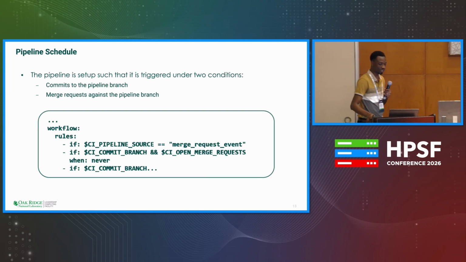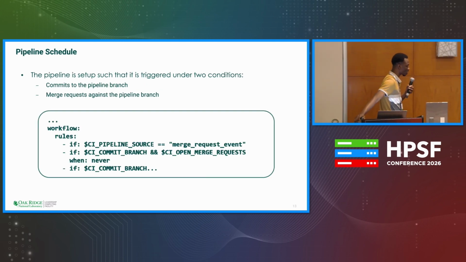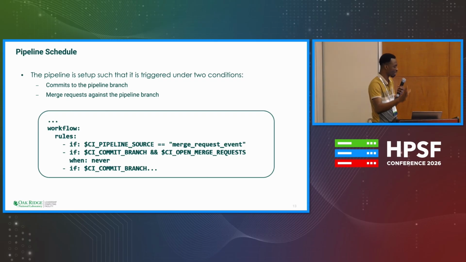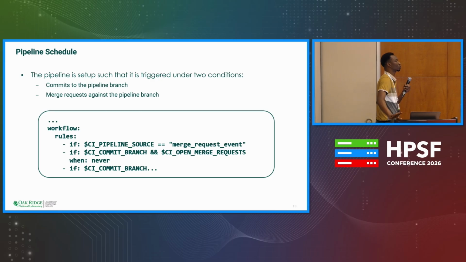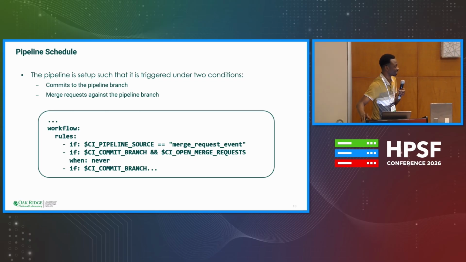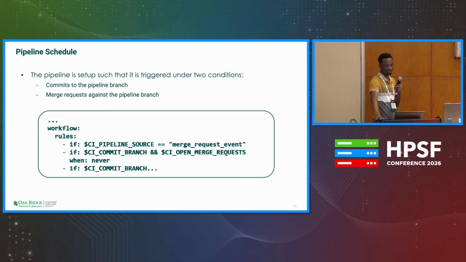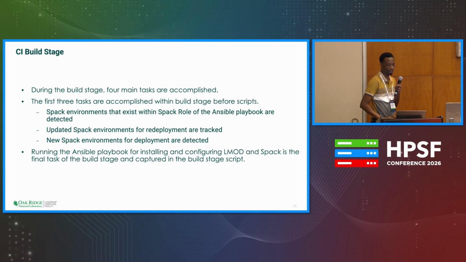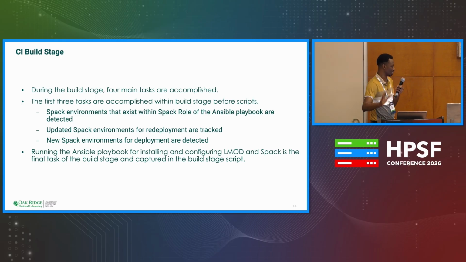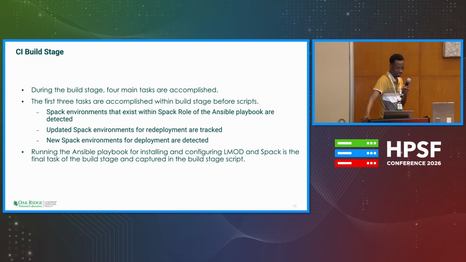Okay, so with the pipeline schedule, I talked about it being triggered when there are merge requests created. There are two rules that would trigger the pipeline: either a pull request is made against the pipeline branch, or the main branch in this case, or there's a push against the main branch. Those will trigger the pipeline, and when it triggers it gets to the build stage, and it does four things. It's going to run the playbook.